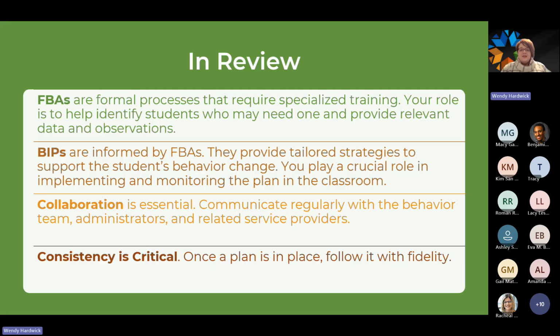So FBA and BIPs aren't about fixing students. They're about understanding and supporting them. Teachers don't have to do this alone, but they are essential in identifying the concerns, implementing the supports, and monitoring the outcome.